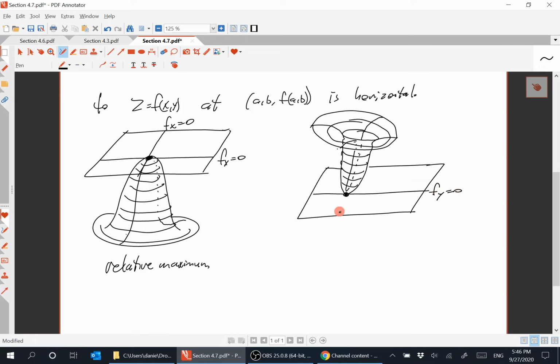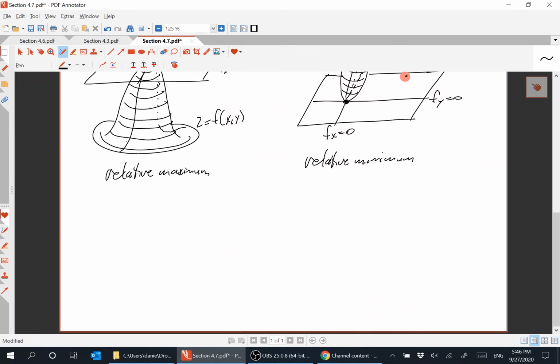Fy equals 0, fx equals 0, relative minimum for the function. So that's the surface z equal to f(x,y). This is the surface, and that's relative minimum, relative maximum. But it doesn't have to be either or. You can have these saddle points as well.